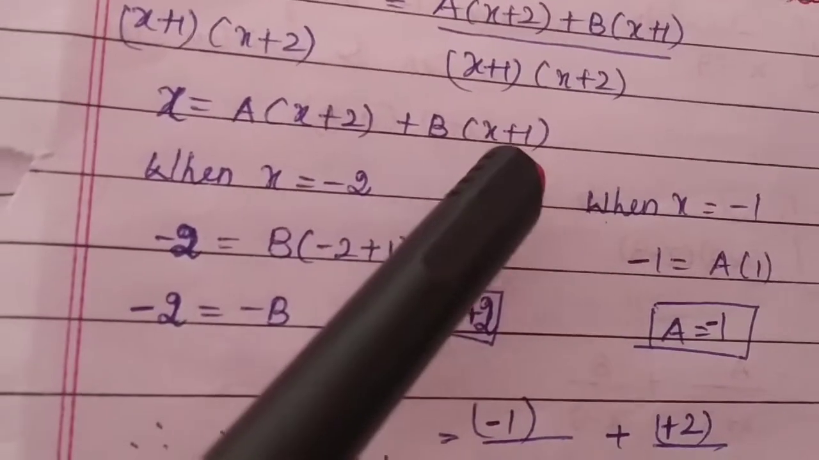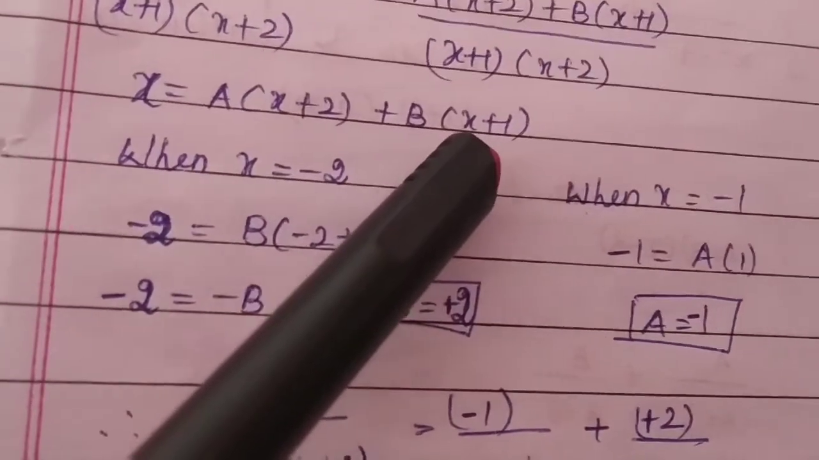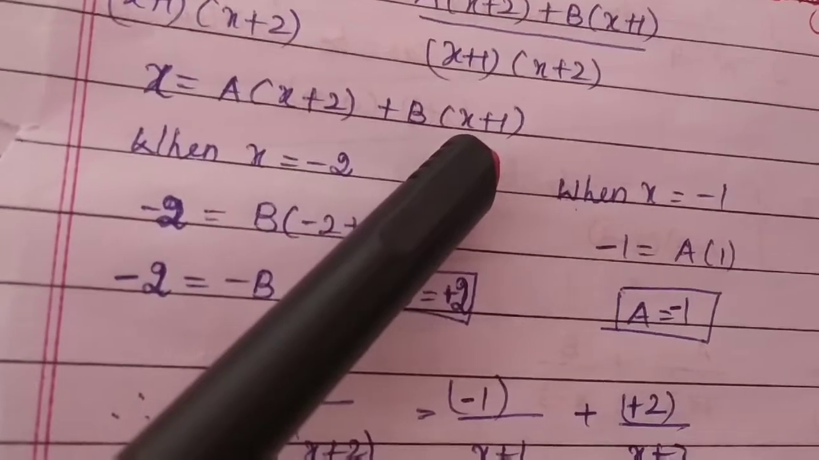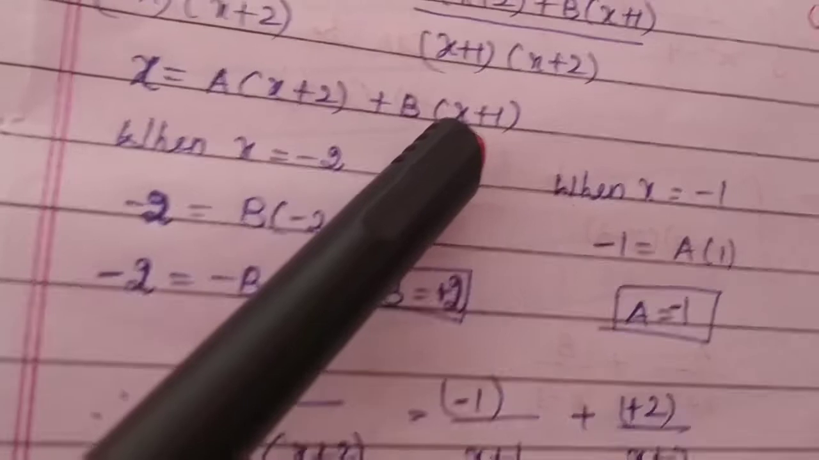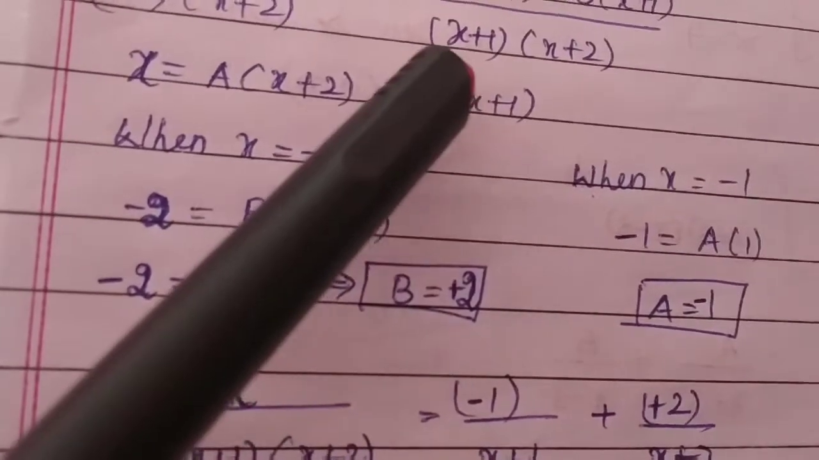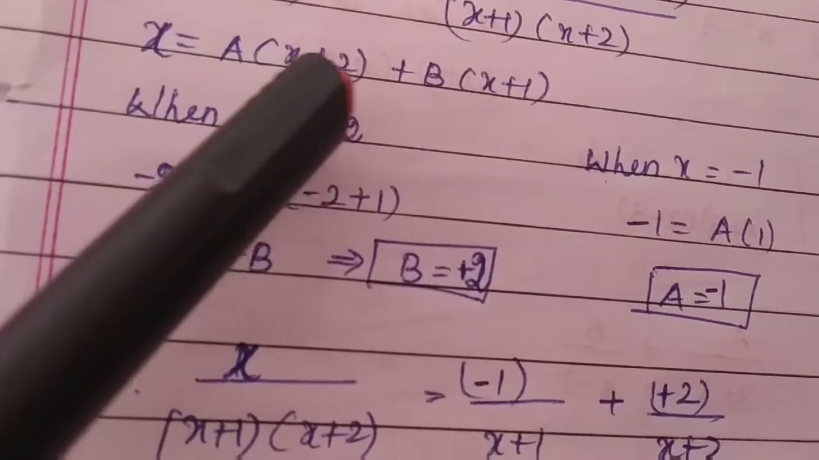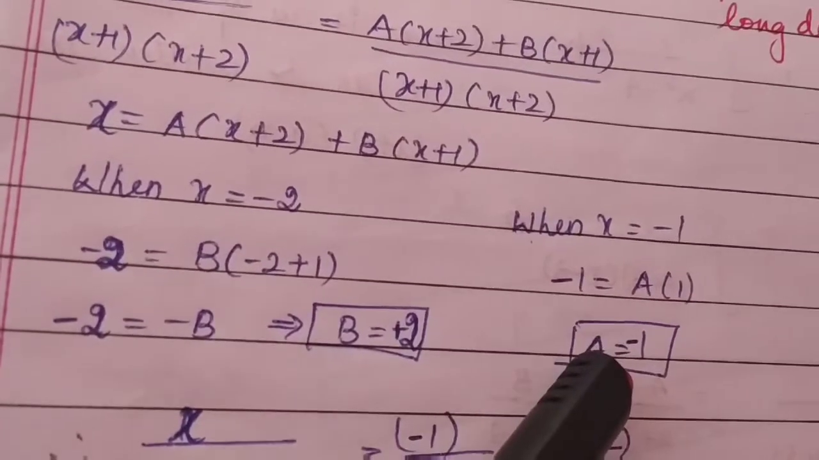Now, for a, take x plus 1, equate this to 0, you will be getting x value to be minus 1. Therefore, when you substitute x value to be minus 1, this term will go off. So, minus 1 equal to a into minus 1 plus 2, that is nothing but a equal to minus 1.